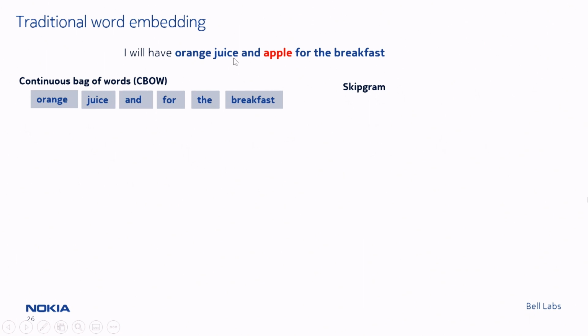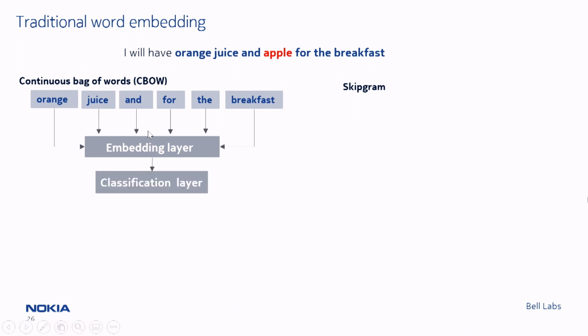The continuous bag of words uses the contextual information. This contextual information is defined as a window of tokens around the target word. Here the window size is equal to 3, so we have 3 tokens to the left and 3 tokens to the right. These tokens are used as input to the embedding layer in order to obtain the context vector, which is forwarded to the classification layer in order to predict the target word.